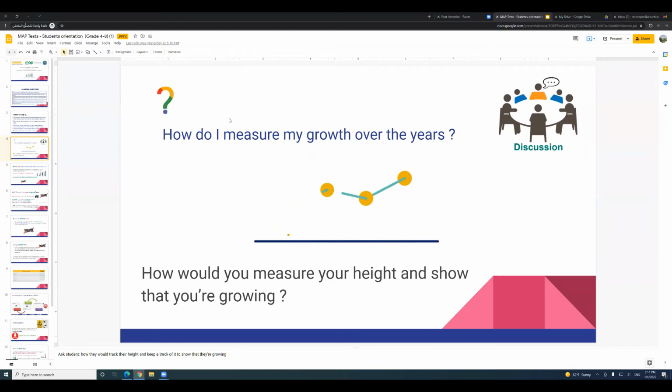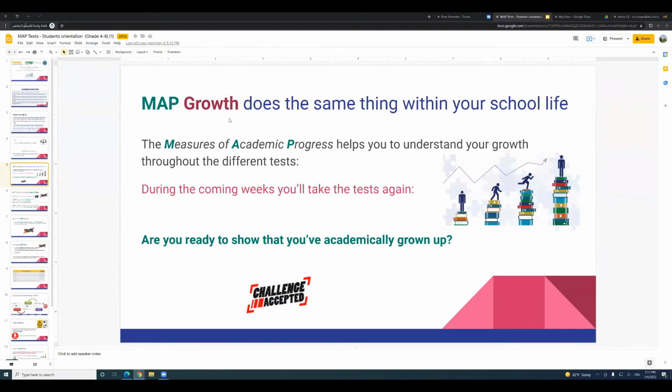So measuring your growth, having those discussions about your educational goals, your educational growth, and also life and life skills, is a very important thing. And many, many successful people do that. Okay, so the MAP growth on the MAP test does the same thing with your school life. It measures your progress from grade 4 through to grade 8 in math, as we are doing, language and reading. That's what we will be doing.